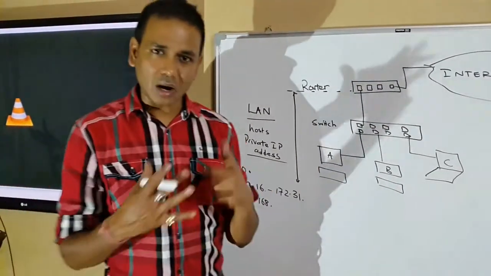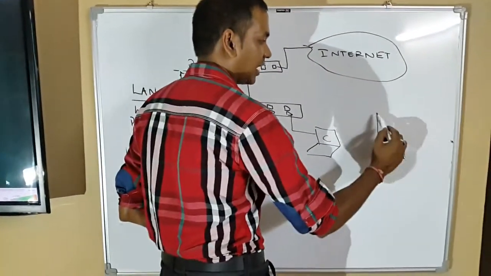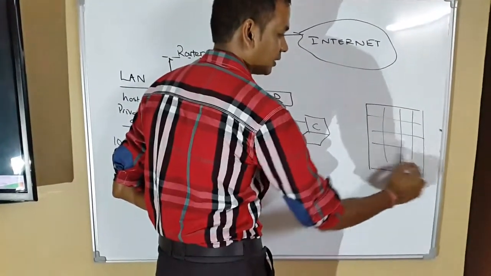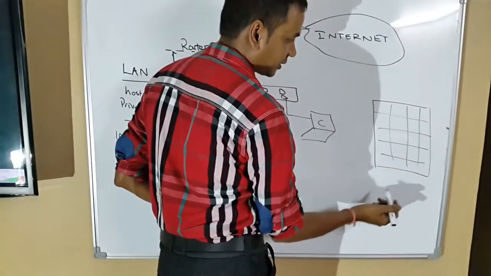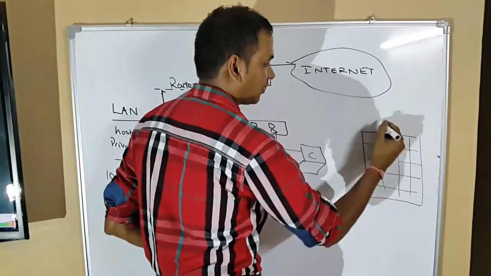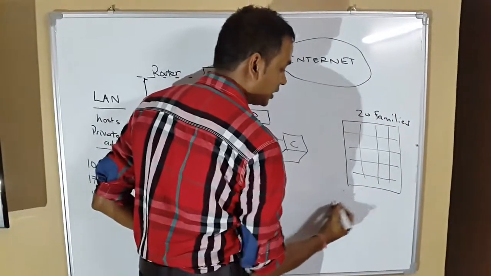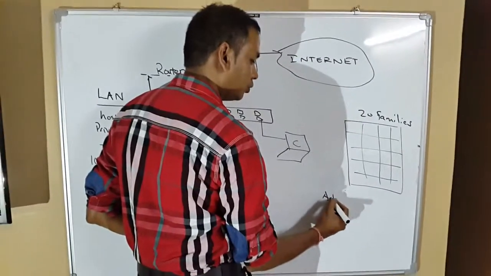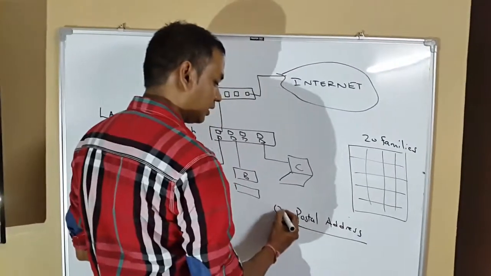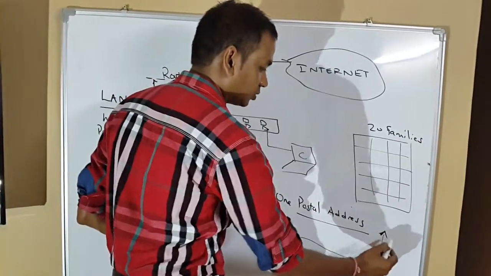For you to get an idea what is private IP address and what is public IP address, refer to the example here. For example, you have a big flat where there are many people living. You have 20 families living in this flat. But this flat has only one address, for example, one postal address, where the postman comes in every day and delivers all the letters.